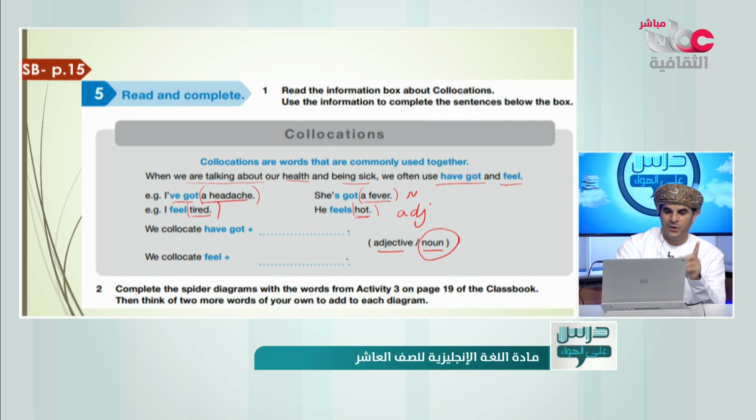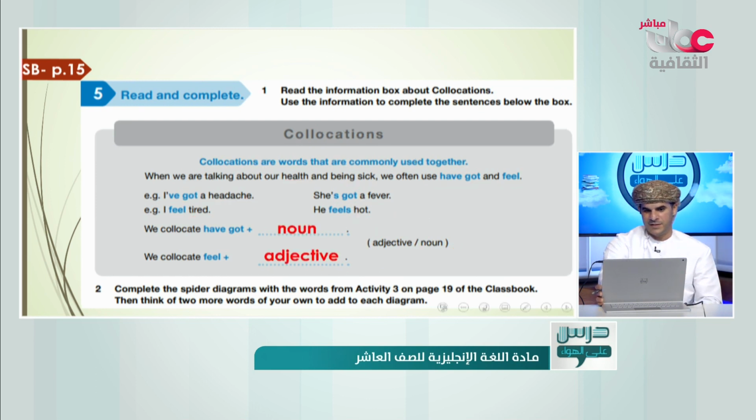Noun. And we collocate feel plus what? What do we use with feel? I feel tired, hot. Okay, adjective, very good. So, as you can see here, we collocate have got with nouns and feel with adjectives. Okay, so you get the idea.